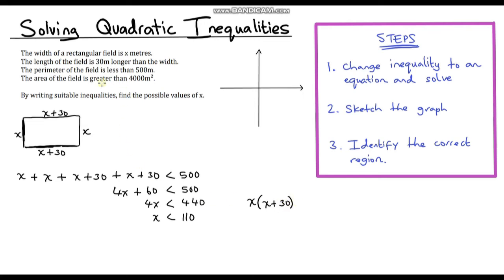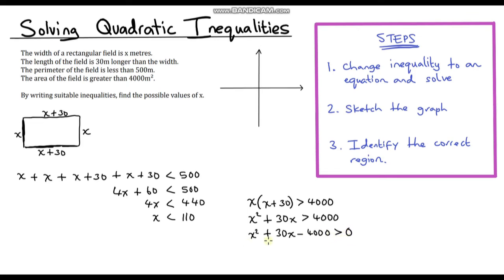And we know that that has to be greater, so that is greater than 4,000. So let's first of all expand the brackets. So we're going to be left with x squared plus 30x is greater than 4,000. And now let's put it into a form we can solve. If we get 0 on this side, so if we subtract 4,000 from both sides, we get x squared plus 30x minus 4,000 is greater than 0.